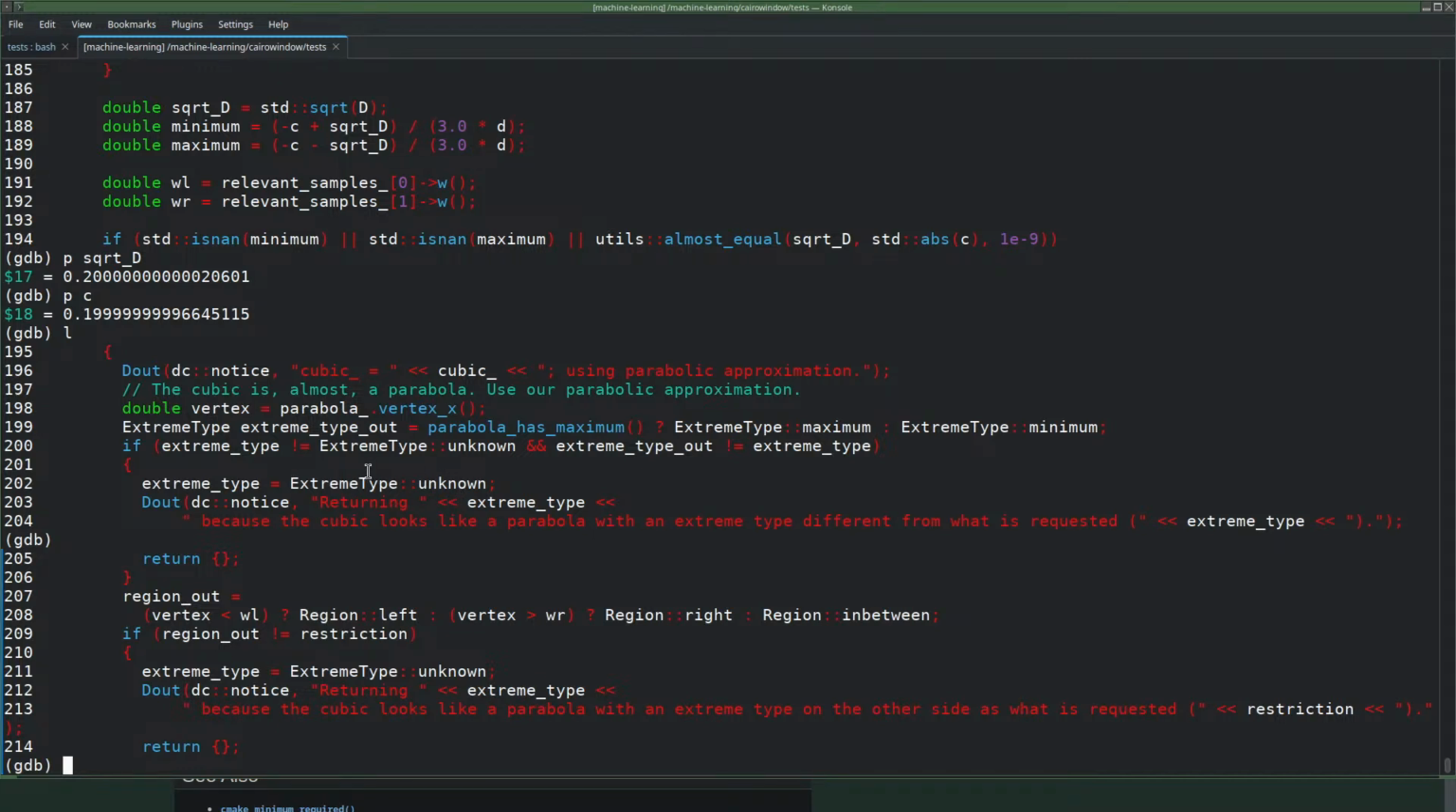And then I think this should be unequal. And then it sets the extreme type to unknown. Yeah, of course, because if you're looking for a maximum, this should be a maximum, but the cubic looks like a parabola, and that parabola only has a minimum, so we don't know. That's the unknown then. We don't see a maximum.